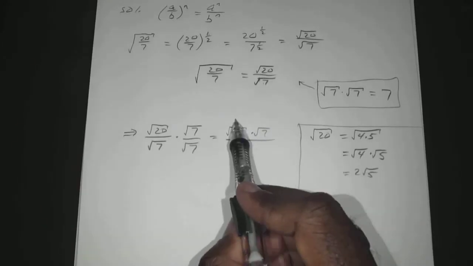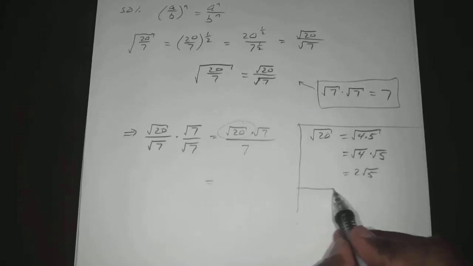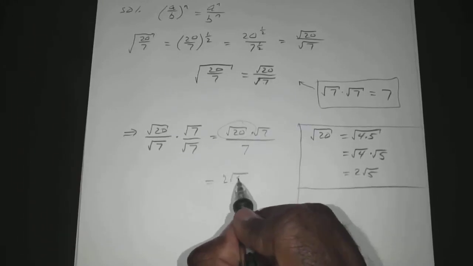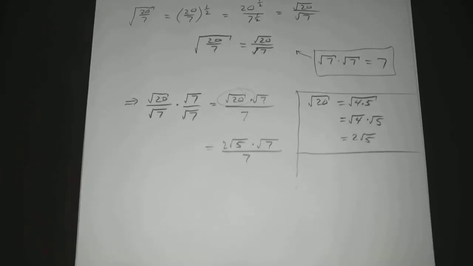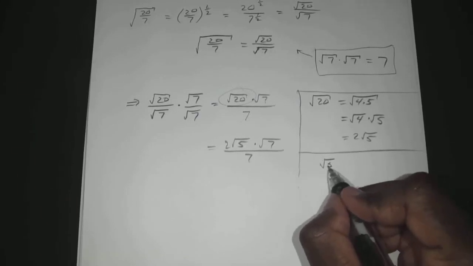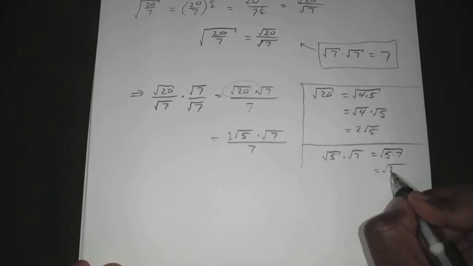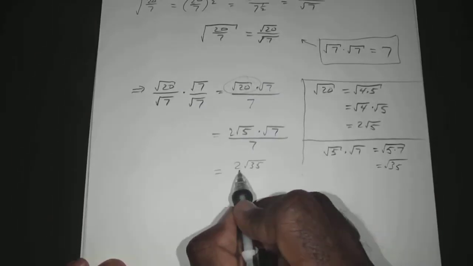Okay, so if we go ahead and simplify our square root of 20, like we did already over here, we have 2 square root of 5 times square root of 7 over 7. Okay. Now the same way you can separate, you can bring them together. So square root of 5 times square root of 7 is square root of 5 times 7, which is square root of 35. So this can become 2 square root of 35 over 7.